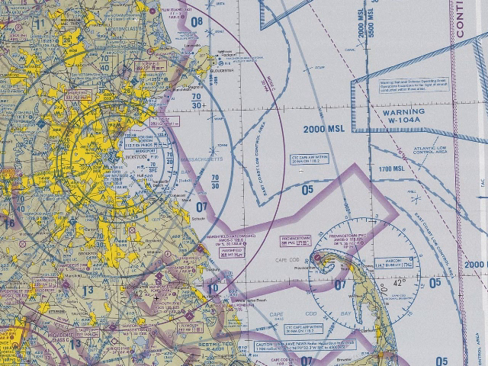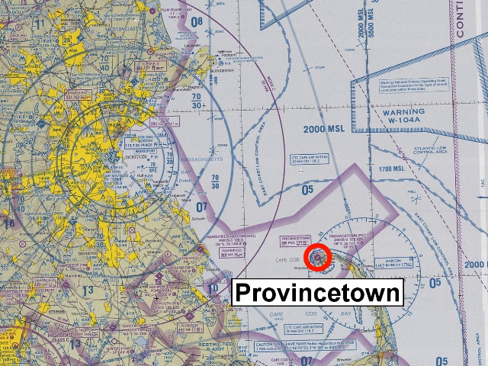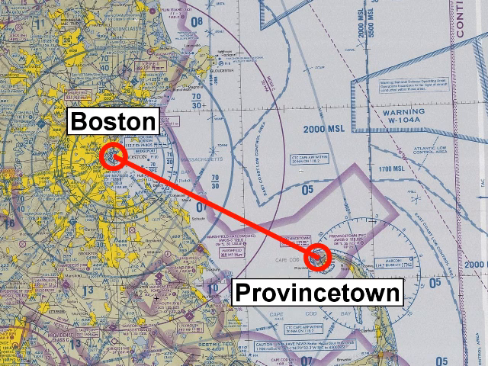Part 1 of this video series features single-leg VFR flight plans, like you see here from Provincetown, Massachusetts to Boston, Massachusetts.